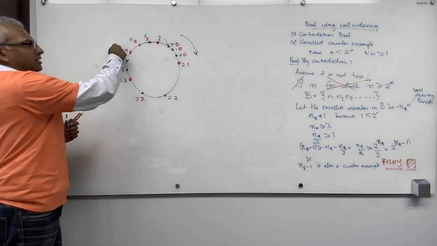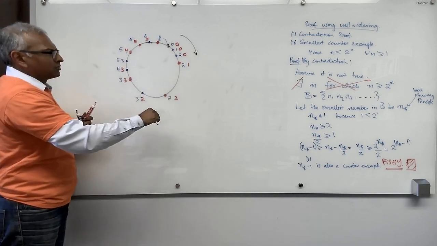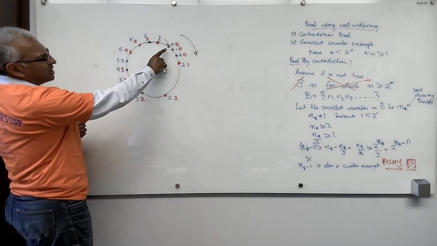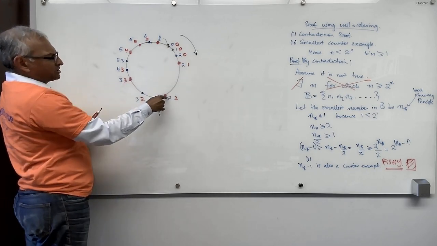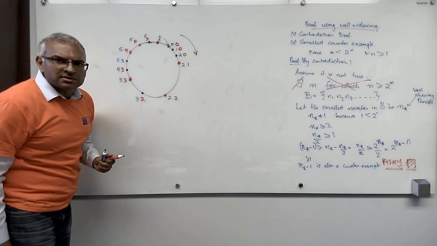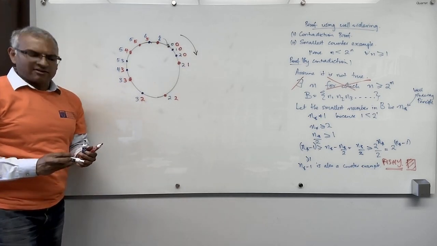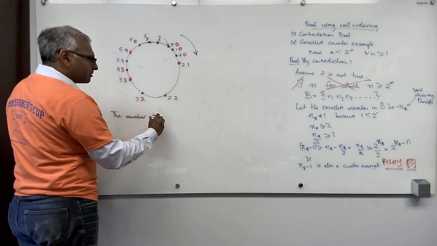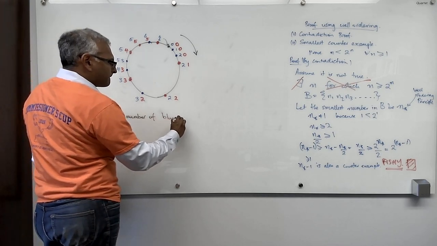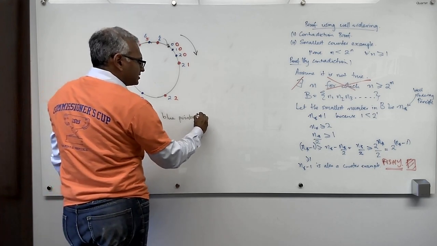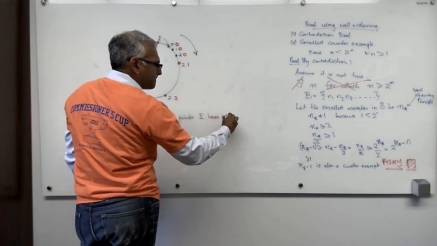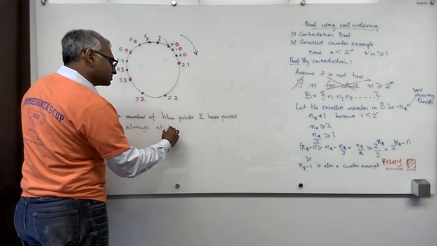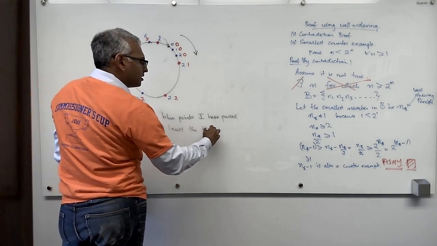So I've gone around and I've kept track as I go around of how many blue points I pass and how many red points I pass. And one thing you will observe is that by starting here, the number of blue points I have passed is always at least as large as the number of red points I have passed.